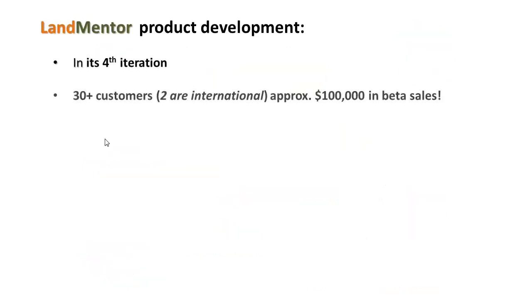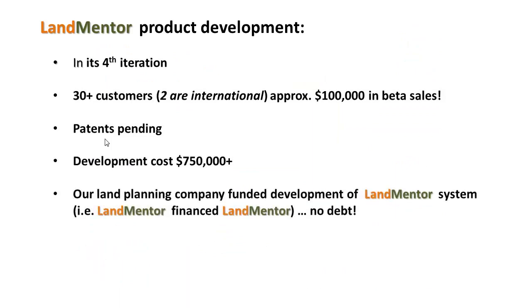So where are we today? We're in our 4th iteration of the beta. We've had about $100,000 in beta sales. Our patents are pending. We have no commands in our software. We have the first graphic user input interface. We are applying for patents on that, and that will apply to all software in the future. Our development costs so far are $750,000, entirely paid for by our planning income that was helped with our technology. So essentially, LandMentor has paid for the development of LandMentor.